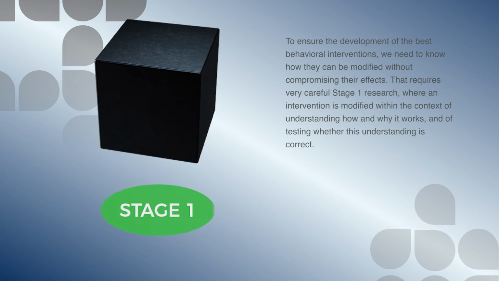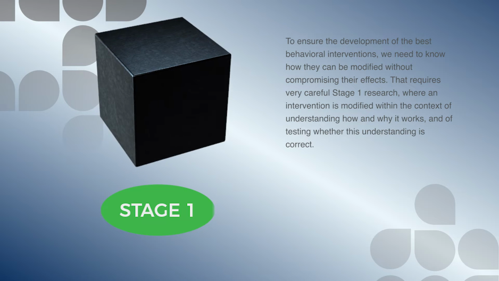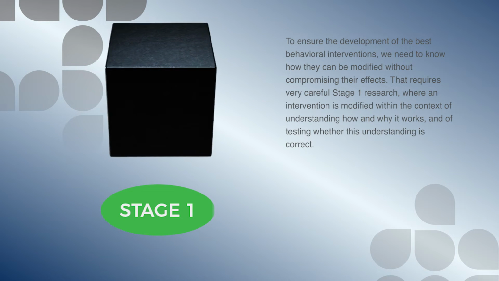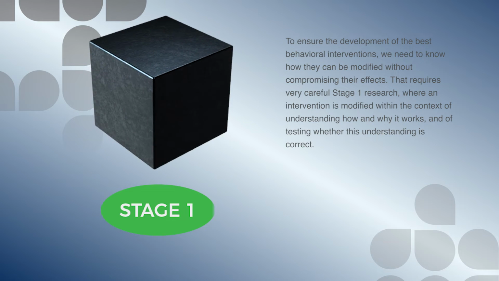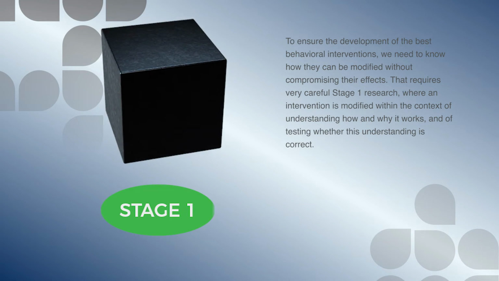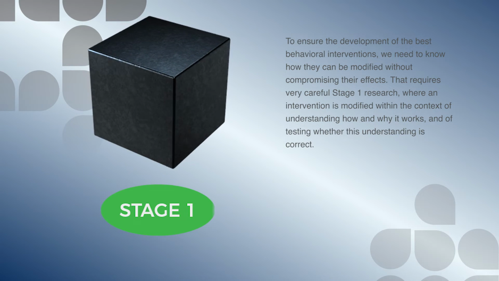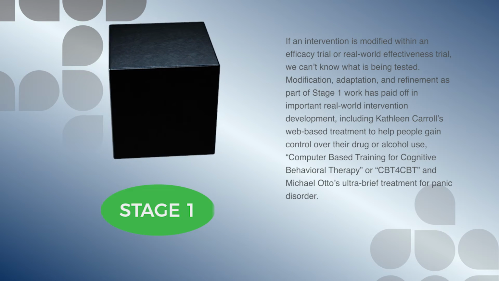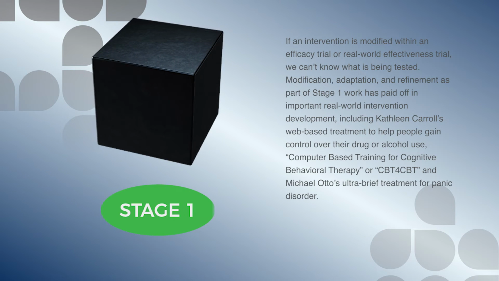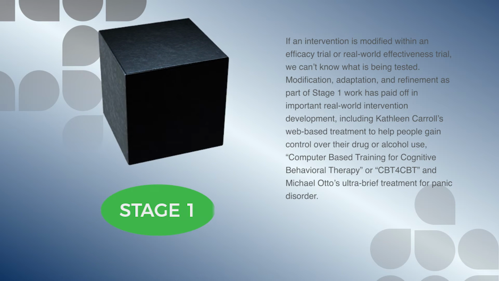To ensure the development of the best behavioral interventions, we need to know how they can be modified without compromising their effects. That requires very careful Stage 1 research, where an intervention is modified within the context of understanding how and why it works, and of testing whether this understanding is correct. If an intervention is modified within an efficacy trial or real-world effectiveness trial, we can't know what is being tested.